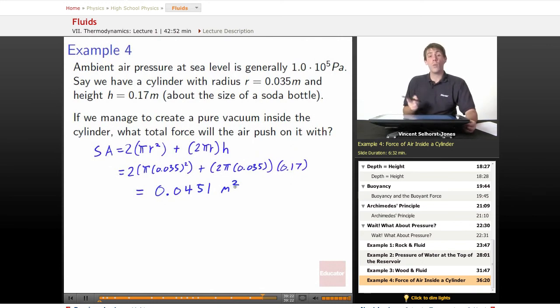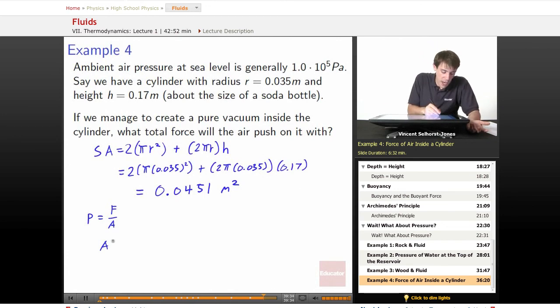So if we want to figure out what the force pushing on that was, we want to look at the pressure. Well, we know pressure is equal to force over area. We know what the pressure is here. We know what the area is, so we just toss those two together. We have that the area times the pressure is equal to the force. We plug in the area. We know our area is 0.0451 meters squared times the pressure, which is 10 to the 5th pascals.